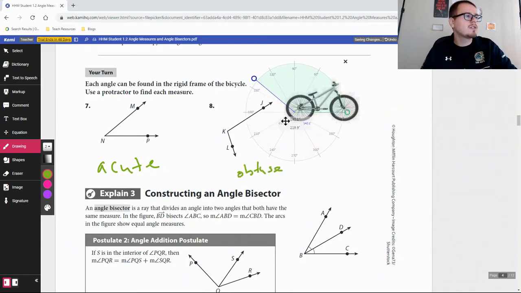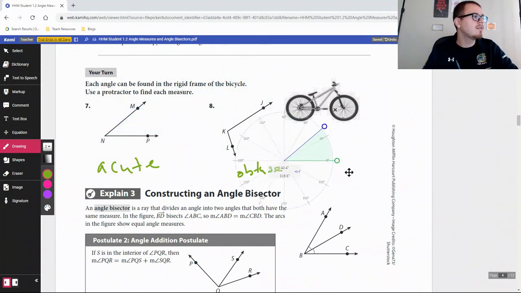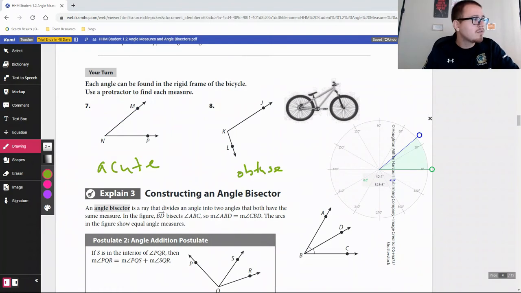So let's measure. I've got to get my protractor in here. I've got to line it up on the vertex. I'm going to swing this around. And that's about 40 degrees. So I'm going to write that. The measure of angle MNP, or the other way around, is 40 degrees. I'm not digging this green today, by the way, guys.